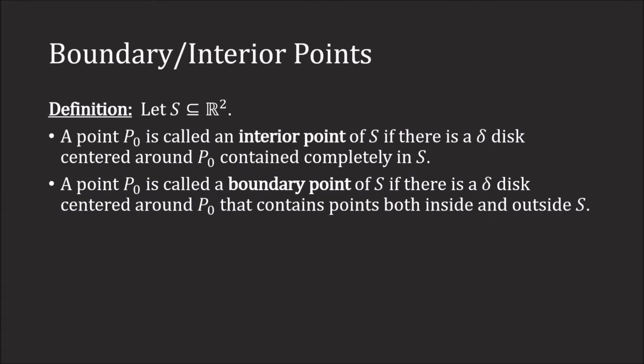Next, we look at boundary and interior points. So we have a subset of R2, a point P0 is called an interior point of S if there is a delta disk centered around P0 that is contained completely in S. A point P0 is called a boundary point of S if every delta disk centered around P0 contains points both inside and outside of S. (The definition should say every delta disk, not if there is a delta disk.)